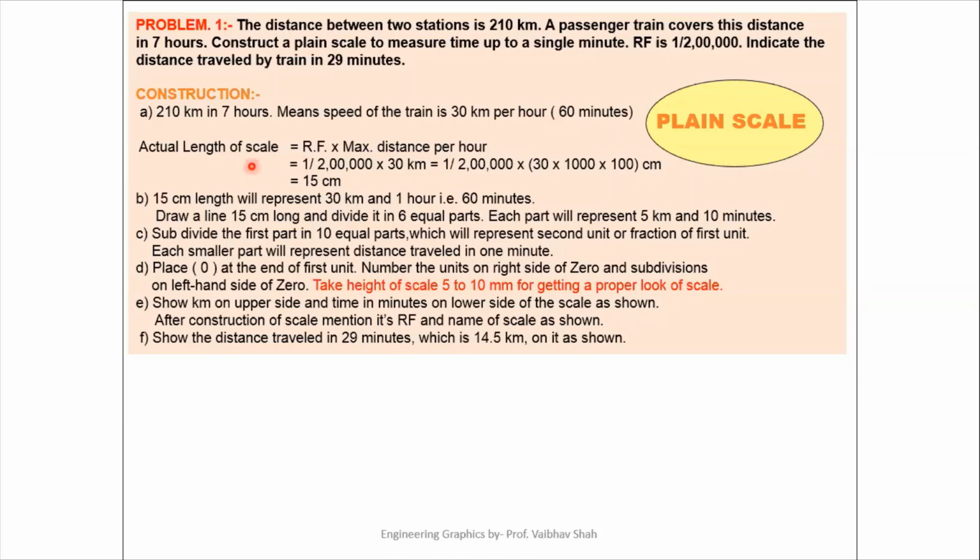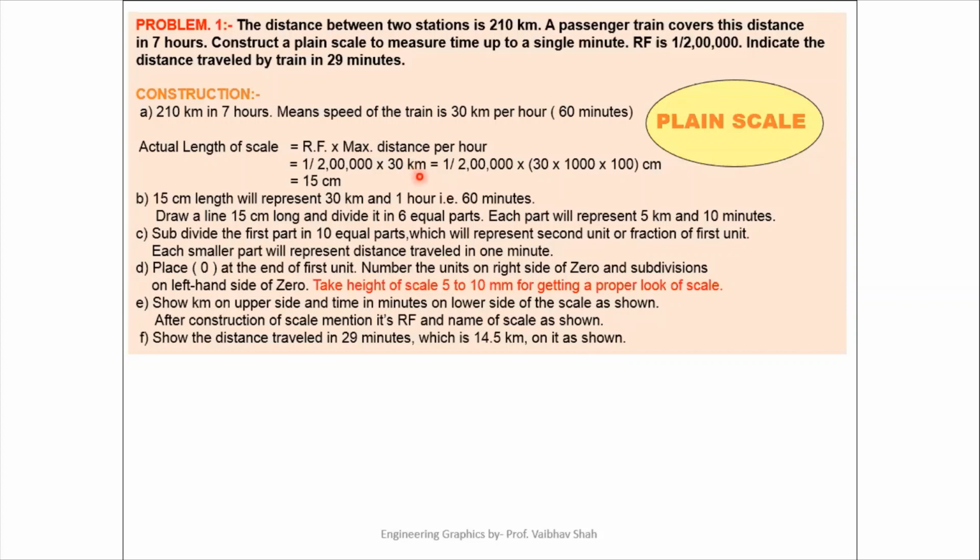Now the actual length of scale is equal to RF into maximum distance per hour. Because we are dealing with the speed, we'll take the maximum distance per hour, which is 1 by 2 lakh into 30 kilometers per hour. So we'll multiply it by 30. Now it is in kilometers, so we must convert this kilometer into centimeter to draw our scale.